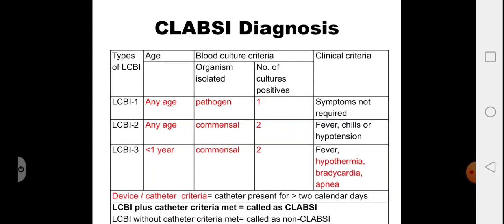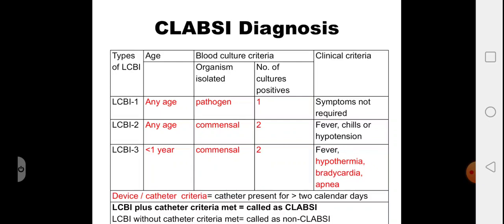Looking to the diagnosis of CLABSI, in the definition we have seen there's something called laboratory confirmed bloodstream infection. It's of three types: type 1, 2 and 3. So looking into LCBI 1, it includes isolation of a pathogen in a single blood culture and does not require any clinical criteria, and this is in any age group of patients.